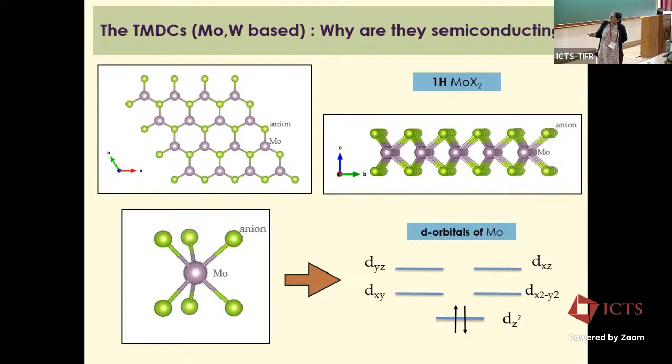So if you look at the environment of each of these transition metal atoms, what you can see is that they have 6 anion neighbors, which form a trigonal prismatic crystal field, which lifts the 5-fold degeneracy of the d orbitals. So you have the dz squared, which is lowest in energy, then the dxy and the dx squared minus y squared, and then the dyz and the dxz. Molybdenum here has a formal d electron count of 2. So going about filling up these levels, you'd have 2 electrons in these levels, and these are unoccupied. And this is the basic understanding of why these materials are semiconducting.